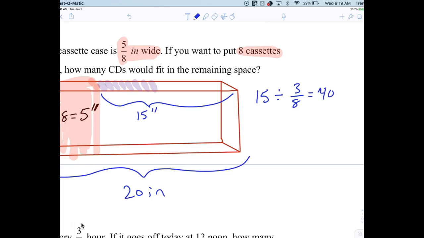Right. I could put 40 CDs on the case. I put 40 in there.